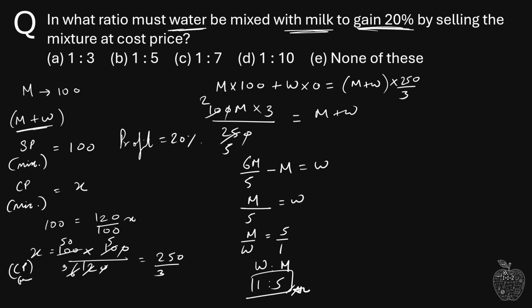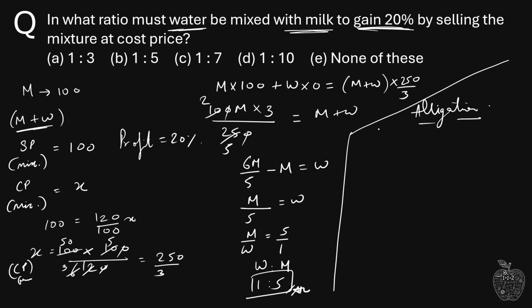Now this problem can also be solved using the alligation trick. So let's check that out. According to the alligation trick, we have milk and water here. Milk costs 100, we have assumed it as 100, and water costs nothing, so we write 0, and both are mixed together, and the cost price of the mixture here is, as we calculated earlier, 250 by 3.